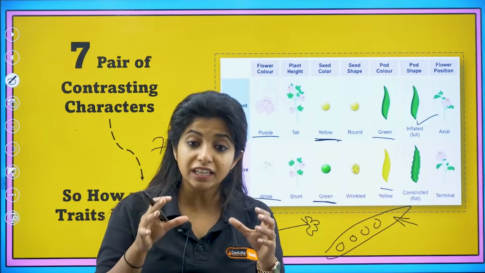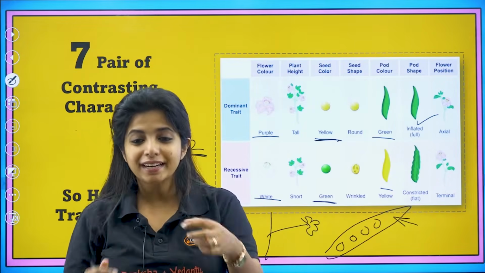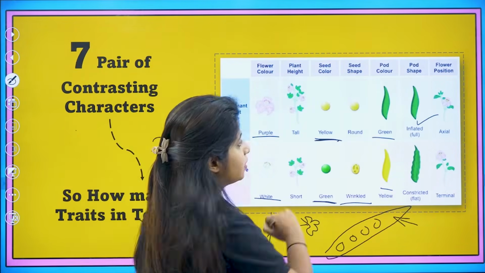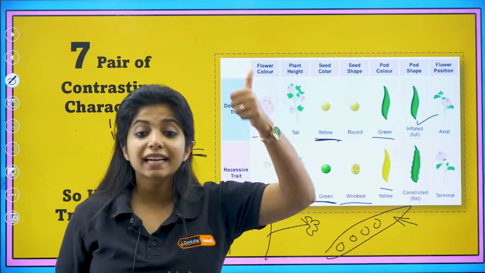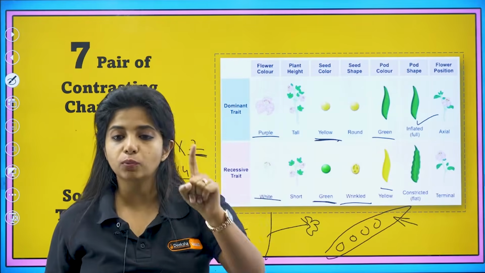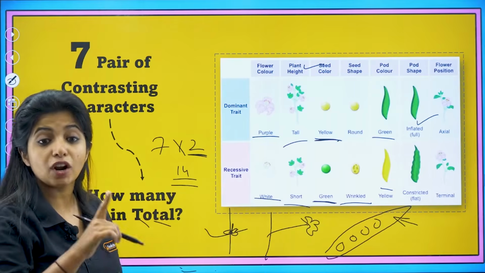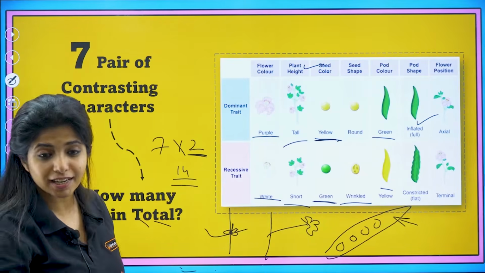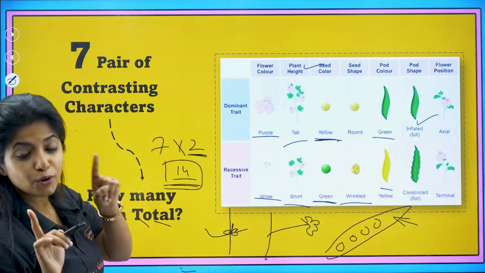Now if you talk about seed shape, it can be round, that is nice, right? So that is dominant, and the wrinkled one is recessive, my dear children. So flower color, flower position, seed color, seed shape, pod color, pod shape, and you're left with one thing, that is plant height. One is tall and another is dwarf. So 7 pairs of contrasting characteristics, or 14 traits in total. That's what you have to remember.